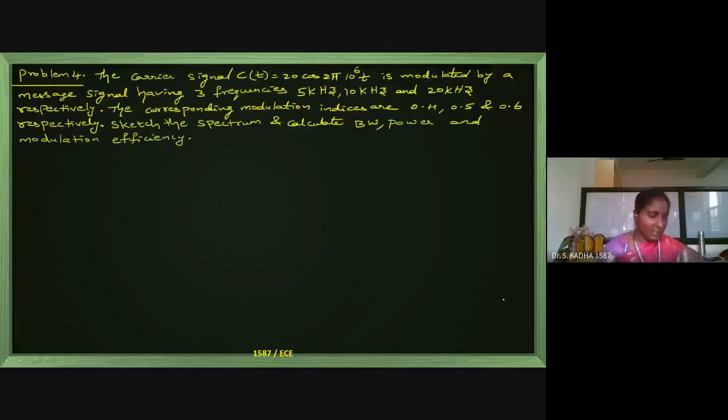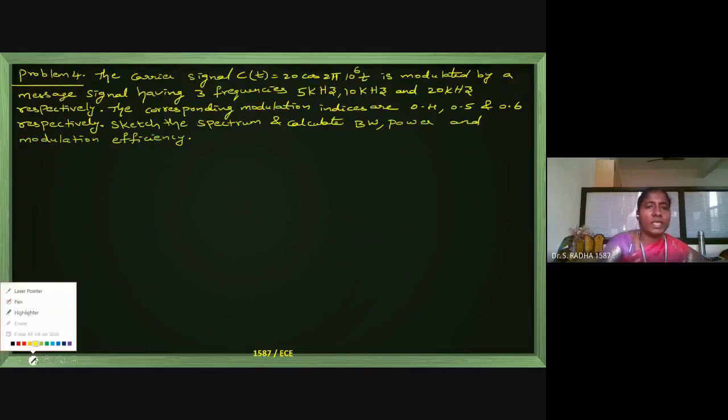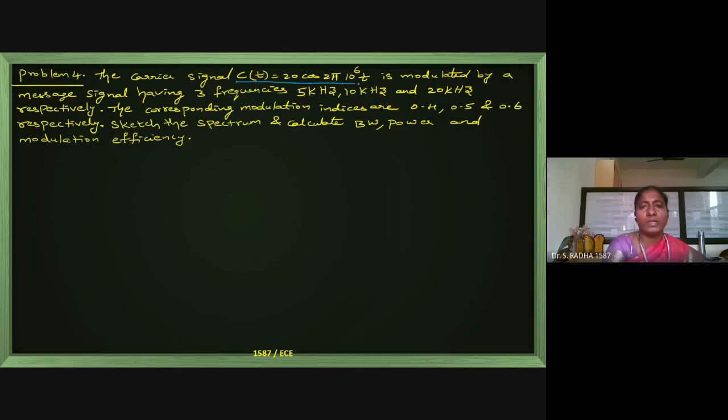Now I am going to the next problem. The carrier signal C of t, the equation is given, is modulated by a message signal having three frequencies. The frequencies are 5K, 10K, 20K respectively. The corresponding modulation indices are 0.4, 0.5, 0.6 respectively.